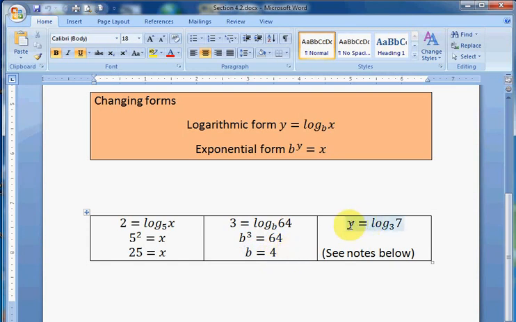Your next example is y equals log base 3 of 7. We're not going to cover this one quite yet. This is something we'll learn later on. But please note the difference between the three. They're all basically the same type of equation. On the two on your left, the variable is inside the log, so you need to switch from log form to exponent form.